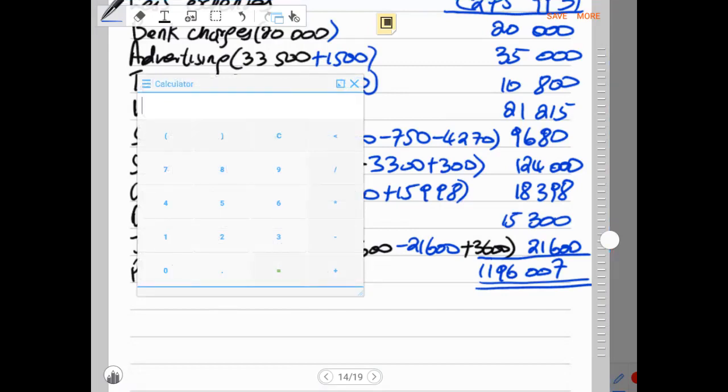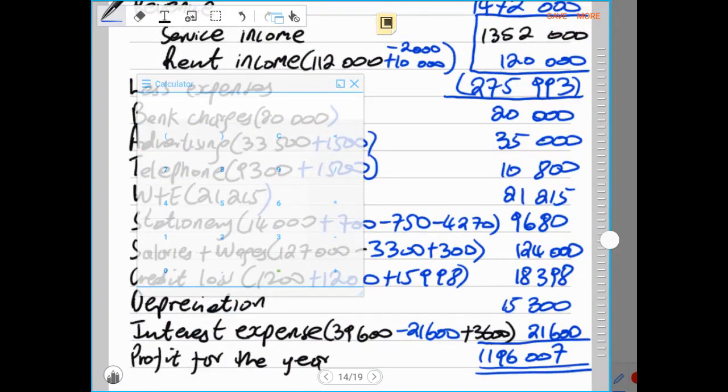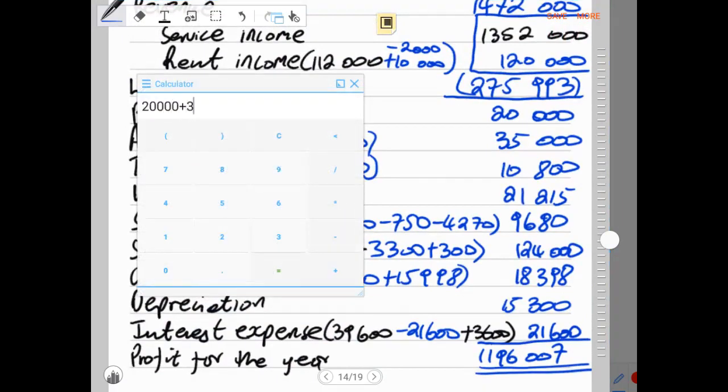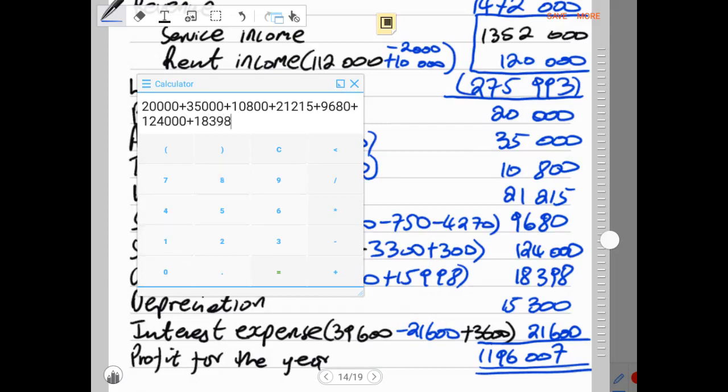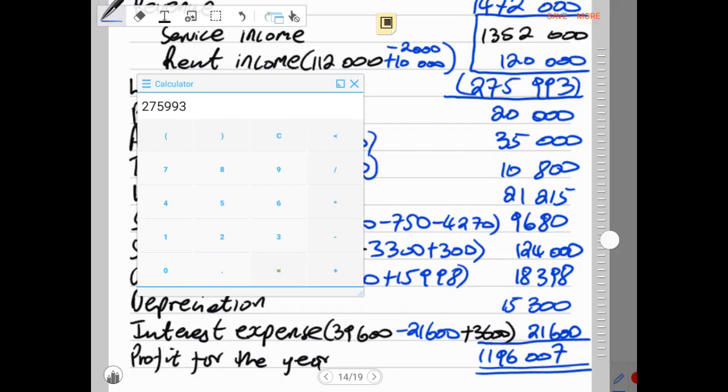Let me just confirm the expenses just to ensure that they are all correct. 20,000 rands plus 35,000 rands plus 10,800 plus 21,215 plus 9,680 plus 124,000 rands plus 18,398 plus 15,300 plus 21,600, 275,993. So now that is 100% correct. Less 1,472,000 rands. So now that is our correct profit.